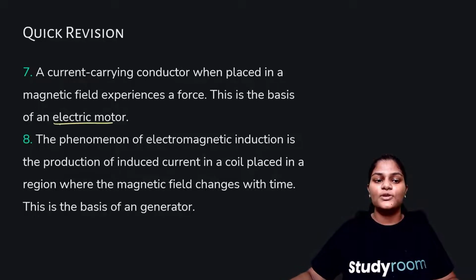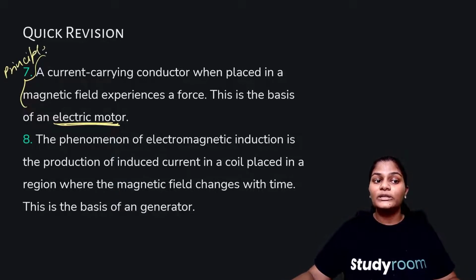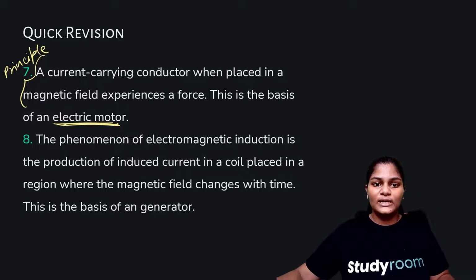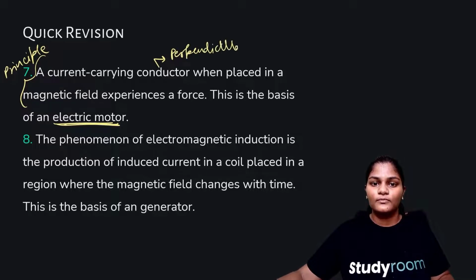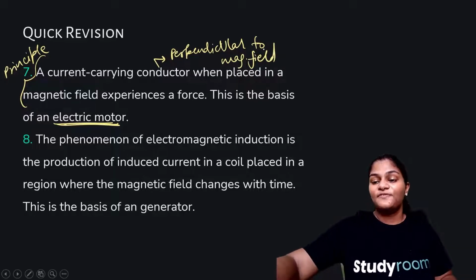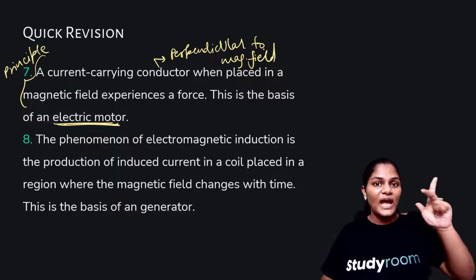This is the basis of an electric motor. This is the principle of an electric motor. And how do we determine the direction of each? First of all, this conductor has to be perpendicular to the magnetic field. We saw that, and we find out the directions using the left hand rule, Fleming's left hand rule.